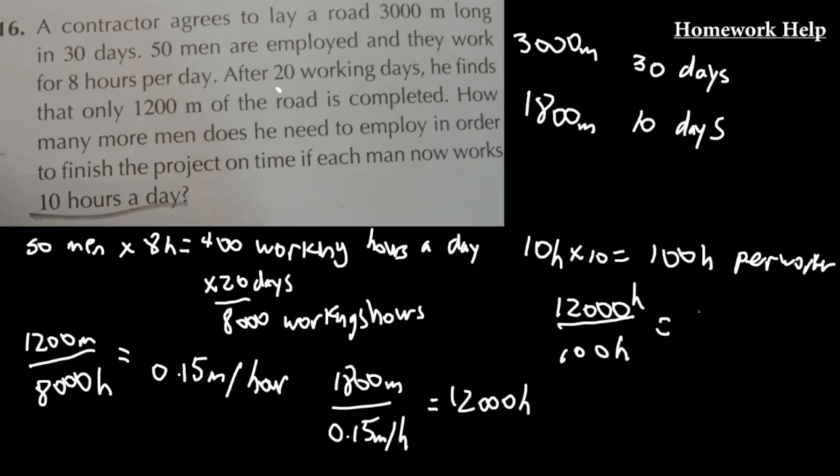And in the question, it said that you already have 50 workers. So all you have to do is add 70 more workers to get 120 workers, and that should be your final answer. How many men does he need to employ in order to finish the project on time? He needs to employ 70 more men.